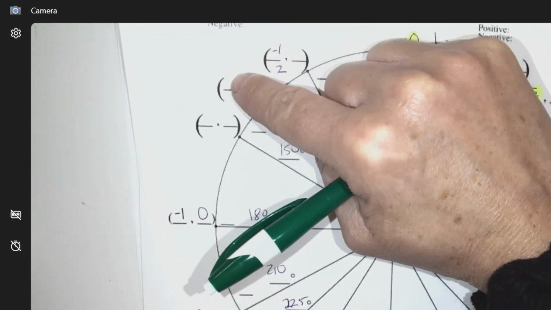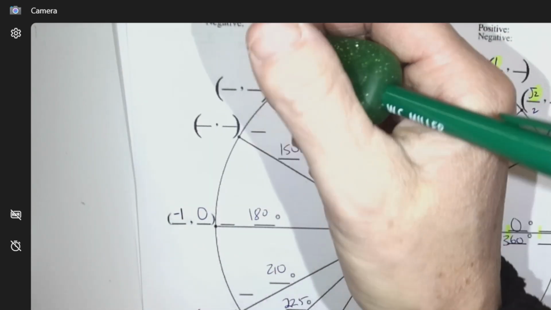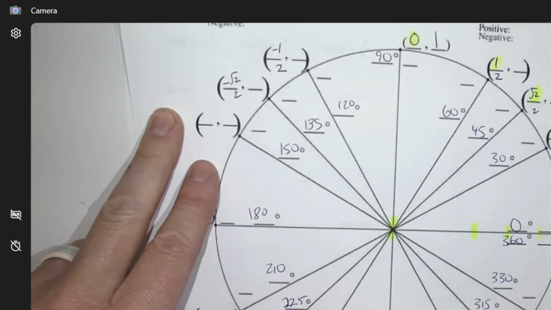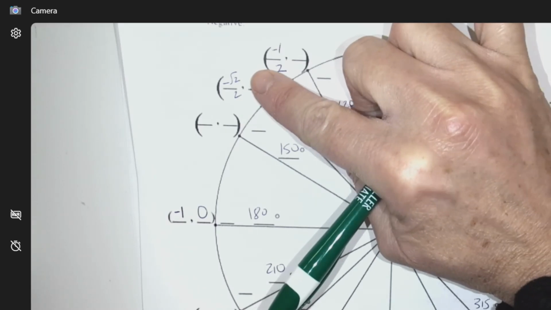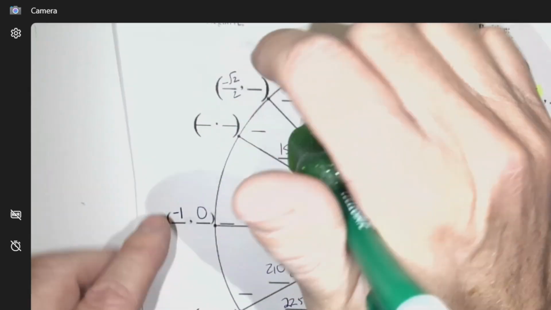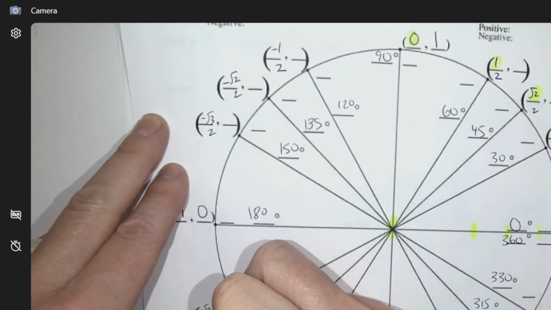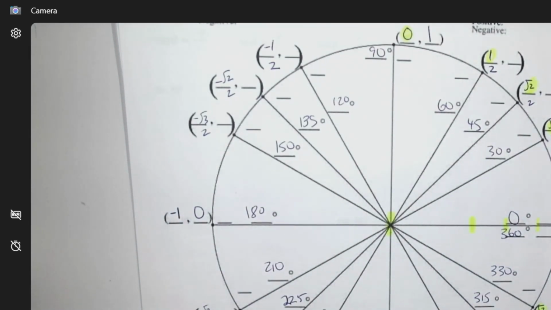Okay, move again. So these ones will have a -√2/2. Make another move. These ones will be at a -√3/2. And then finally a -1.